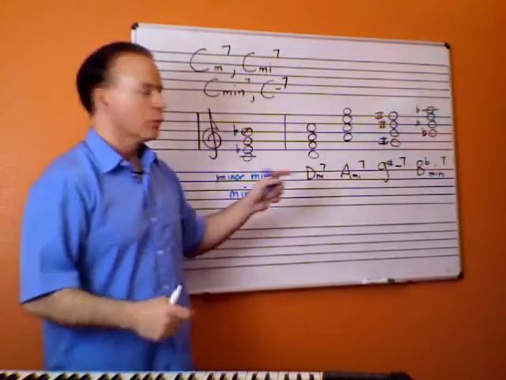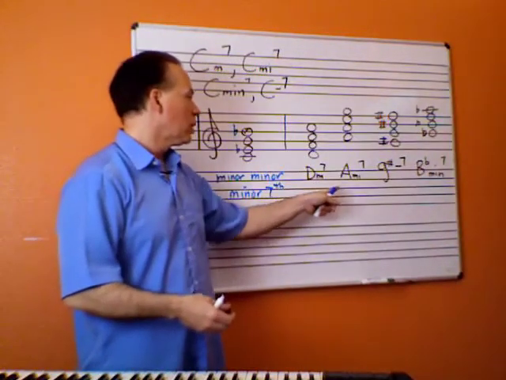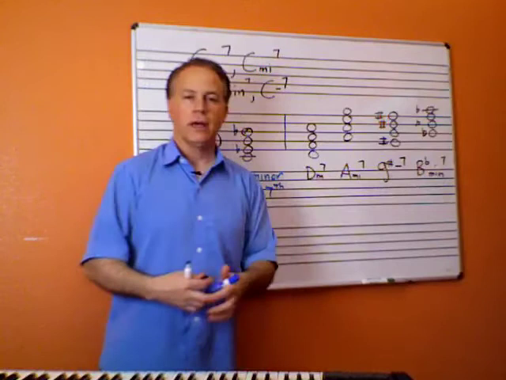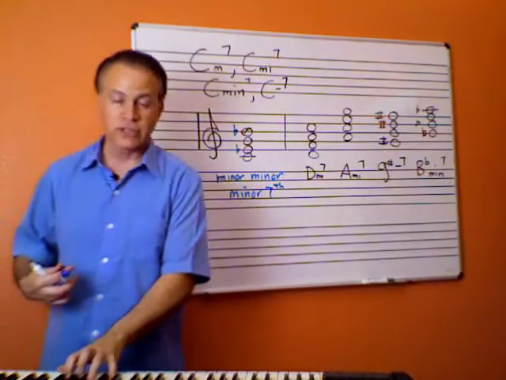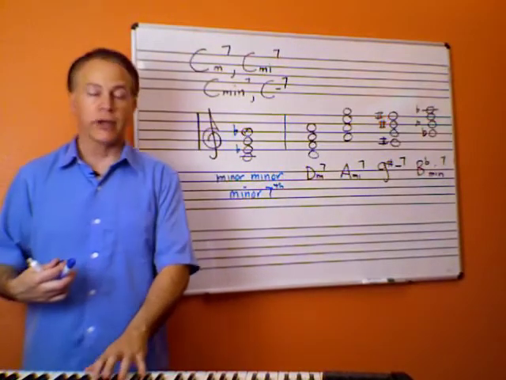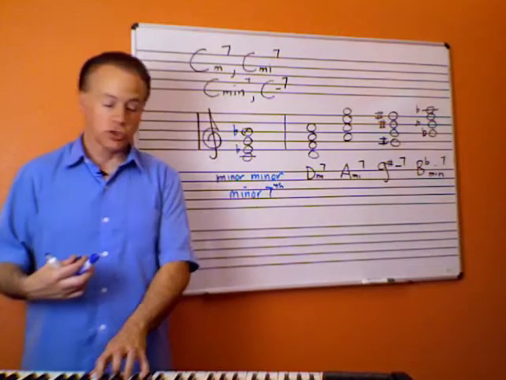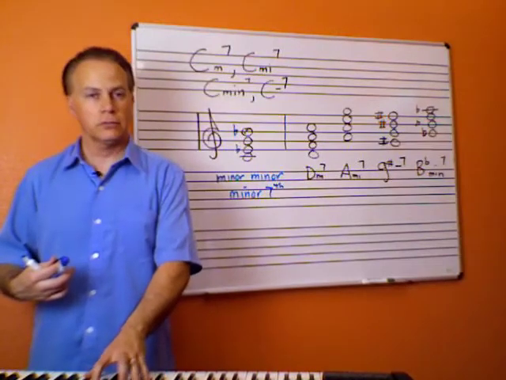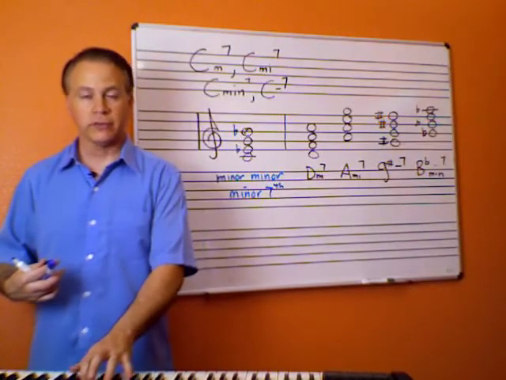There are 4 possible ways you'll see that chord symbol: small m, mi, minus, and min. Here they all are: D minor seventh, A minor seventh, G sharp minor seventh, and B flat minor seventh.